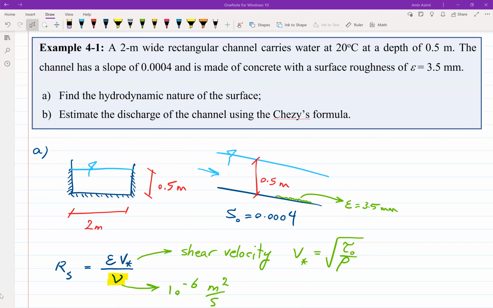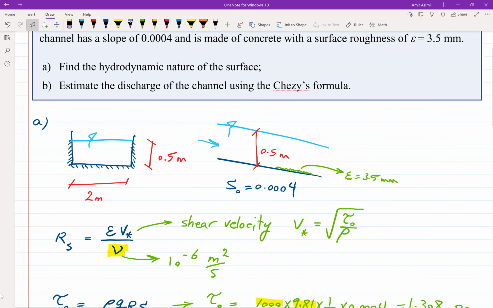So in order to determine the hydrodynamic nature of the surface, we need to calculate the bed Reynolds number and determine whether the bed Reynolds number is less than 4, between 4 and 100, or more than 100. So I do the sketch of the channel cross section and longitudinal direction of the flow with the depth and roughness.